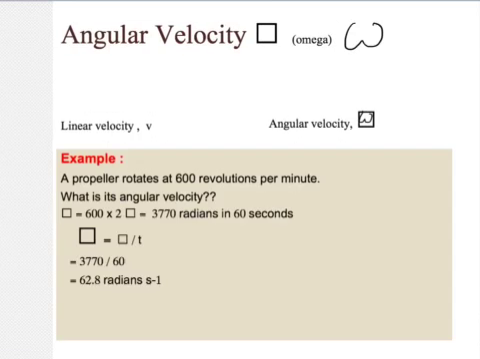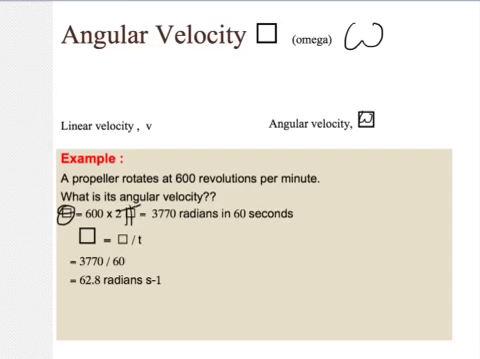Okay, so here's an example looking at angular velocity. A propeller rotates at 600 revolutions per minute. What is its angular velocity? Well, we need to think about the angular displacement first, theta. So this is the idea. We have 600 revolutions in each minute, so we need to multiply the 600 by 2 pi, which is the missing thing here. That tells us the number of radians each minute.